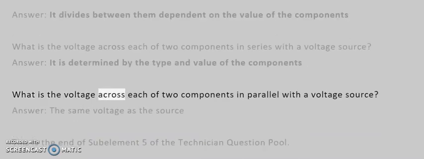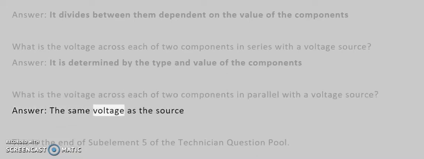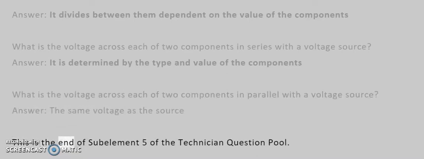What is the voltage across each of two components in series with a voltage source? Answer, it is determined by the type and value of the components. What is the voltage across each of two components in parallel with a voltage source? Answer, the same voltage as the source. This is the end of Subelement 5.